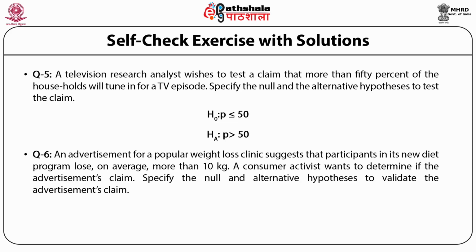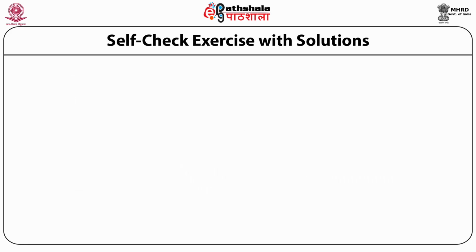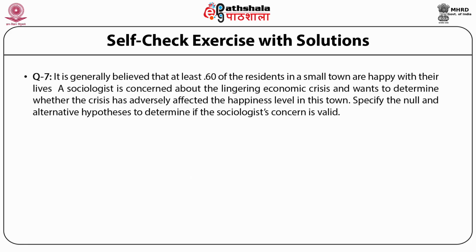Since we are talking about more than 10 kilograms, my null hypothesis will be mu less than or equal to 10, and the alternative hypothesis consequently will be greater than 10. One more question. It is generally believed that at least 0.6, meaning 60%. So here we are not going to use mu, we are going to use p.